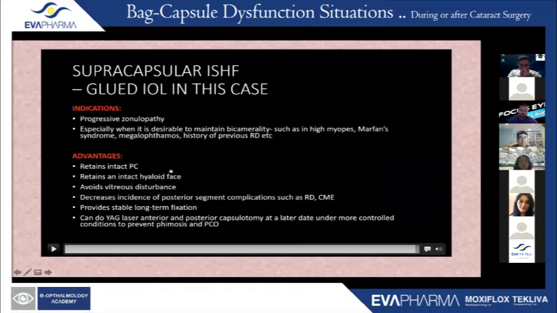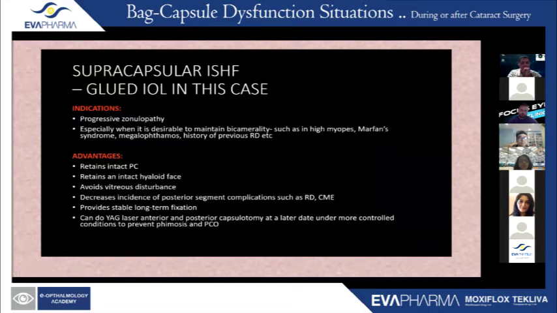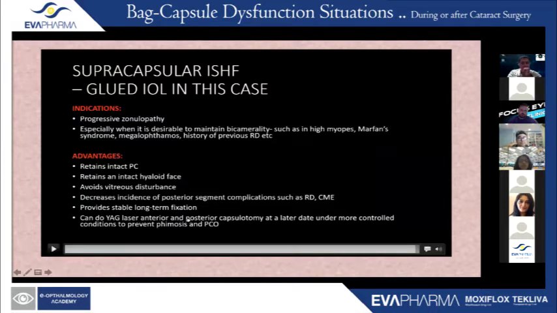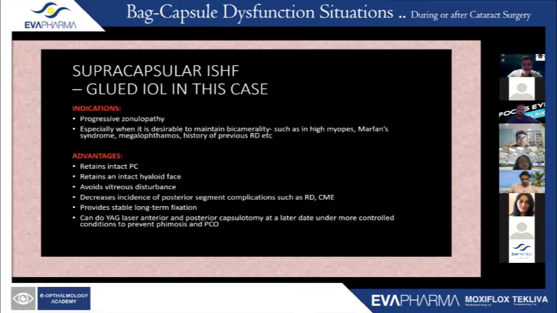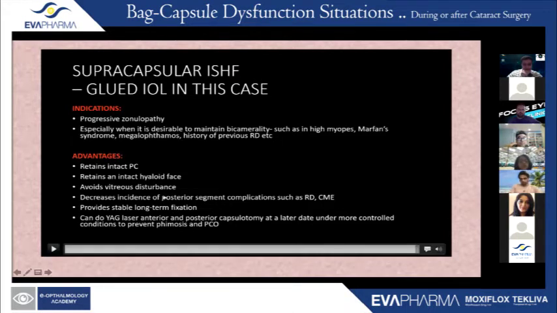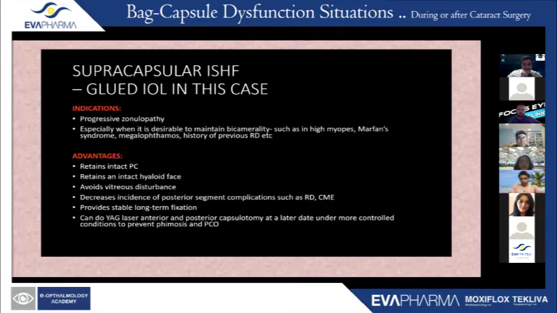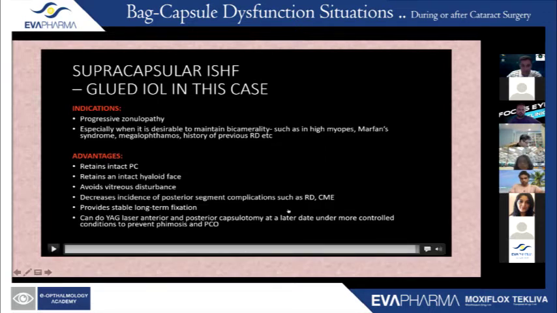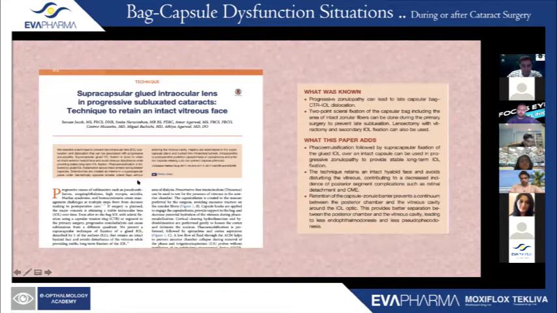It helps you retain an intact posterior capsule. It retains an intact hyaloid face. It avoids vitreous disturbance. The only vitreous that you're going to be touching is whatever is prolapsing around the zonulodialysis. It decreases the incidence of posterior segment complications such as retinal detachment and cystoid macular edema, and it also provides stable long-term fixation. Now the question is, what happens if you get phimosis of the bag? There are a couple of ways that you can address this problem. Yes, you can get a phimosis of the bag, and I can talk about that during the discussion, and go back to my presentation for now.